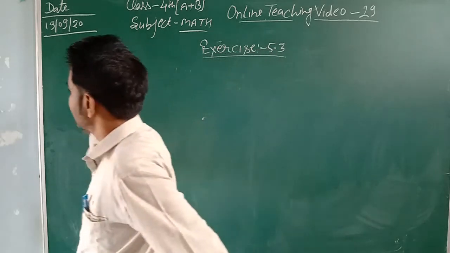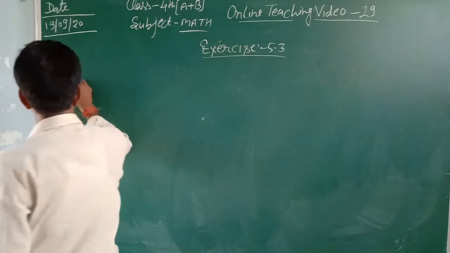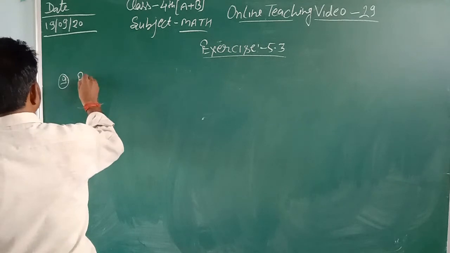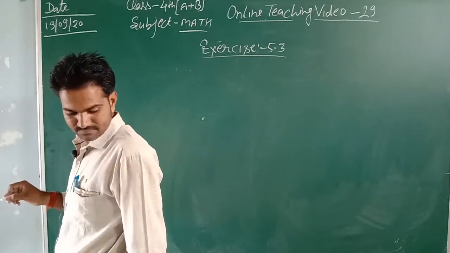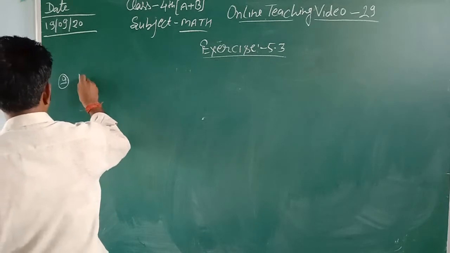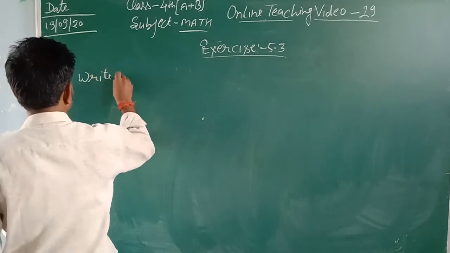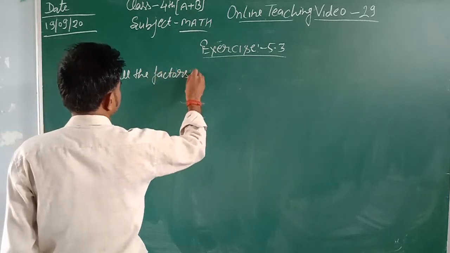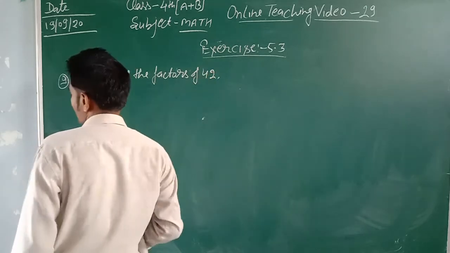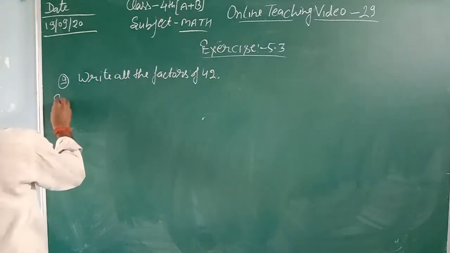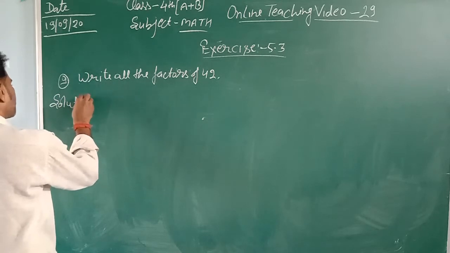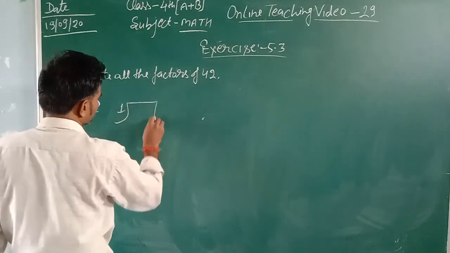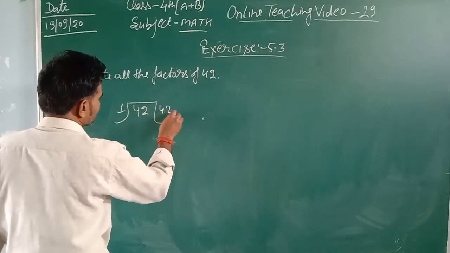Now question number 9. Write all the factors of 42. So here we have to find out the factors of 42. To find out the factors of 42, first of all we will divide 42 by 1. So it will divide 42 times.